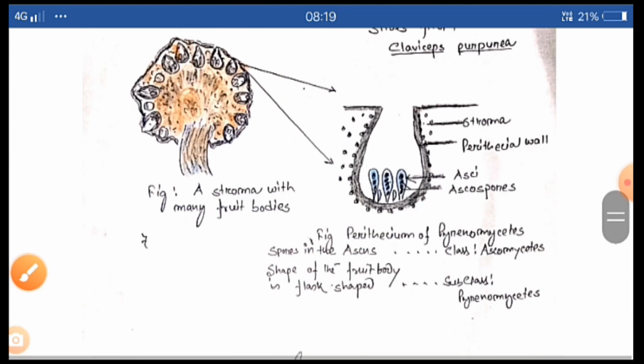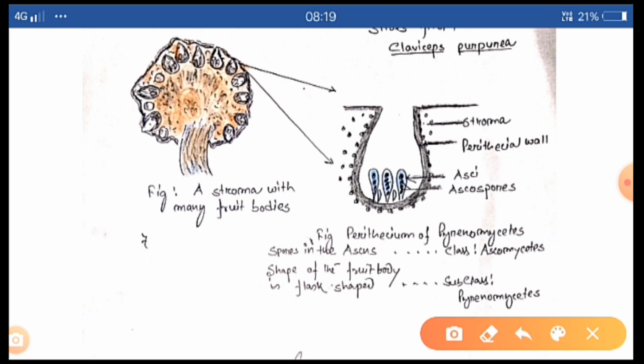Let us consider this one. Here again the mycelia is septate, well developed, and the sexual spores are produced inside the fruit body, so it is under class Ascomycetes, but the fruit body is flask shaped, so the subclass will be Pyrenomycetes.